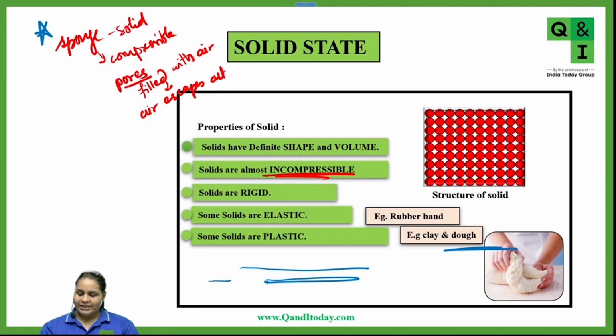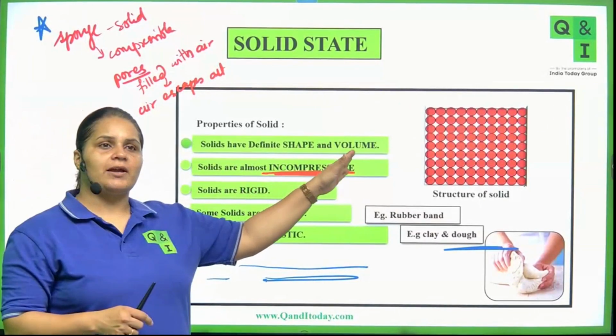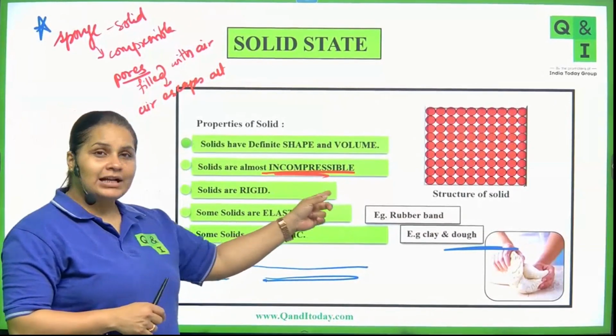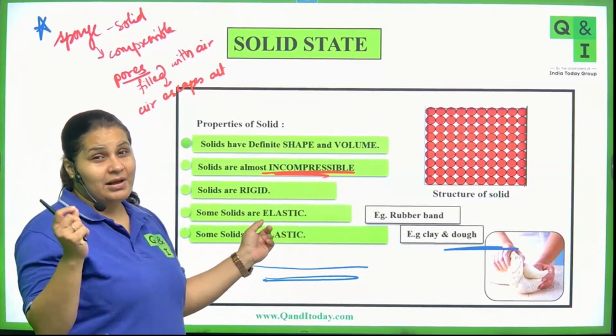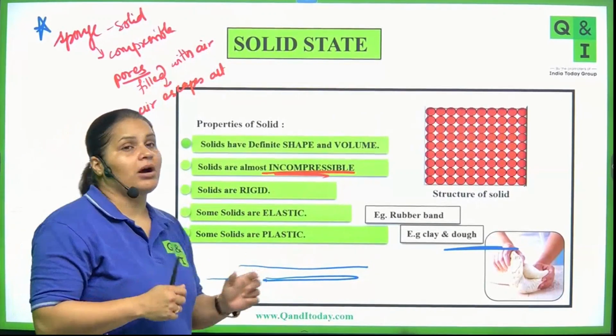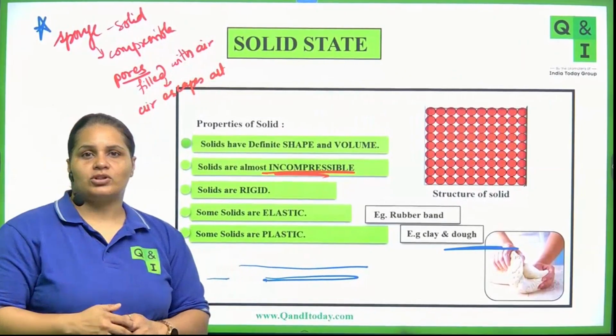Okay, so these are some properties of solid. So once again, what are the different properties of solid? Solids have definite shape and volume. They are incompressible. They are rigid. And some are elastic and some are plastic. And you should remember their examples also.